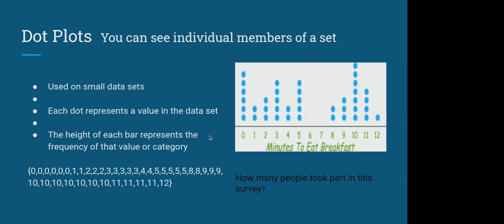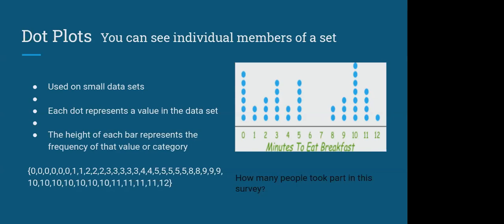Okay, so from this dot plot, I went backwards. So if you had a data set, this is what the data set would look like that corresponds to this dot plot. But again, the beauty of the dot plot is you can see exactly how many people do not eat breakfast at all. How many people eat breakfast in 5 minutes? How many people eat breakfast in 10 minutes of the people surveyed?